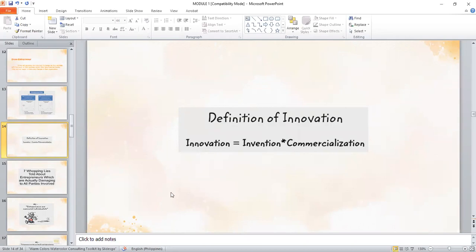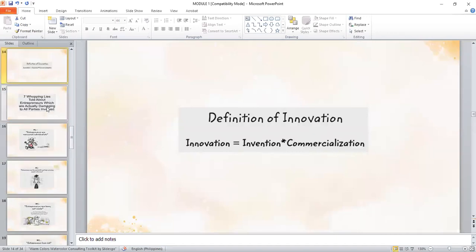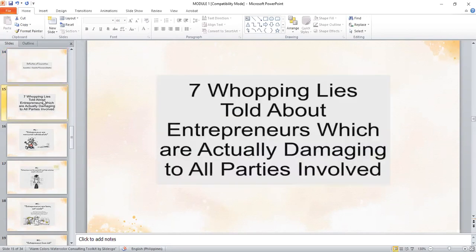For an entrepreneur to be successful, what is really required of him or her? Is it needed that he or she has these particular characteristics? So these are the 7 misconceptions, and you need to know this, because as I was reading this, I was thinking that it's really needed for an entrepreneur to have this particular type of characteristic, but actually it's not. Okay, so the 7 whopping lies told about entrepreneurs, which are actually damaging to all involved parties.